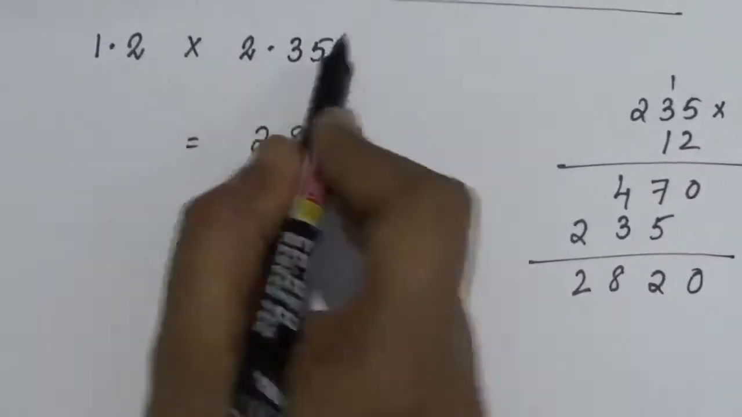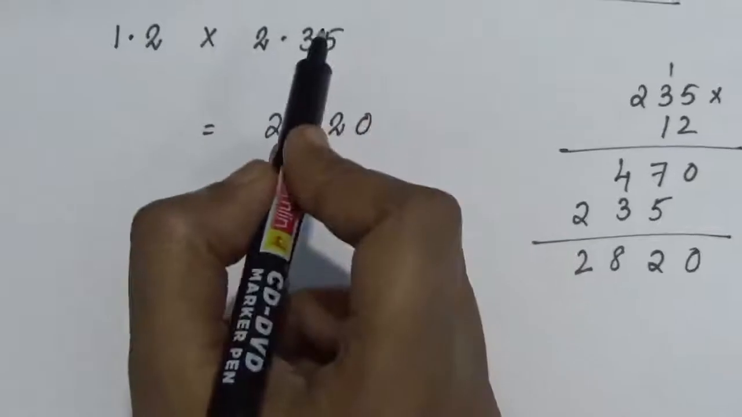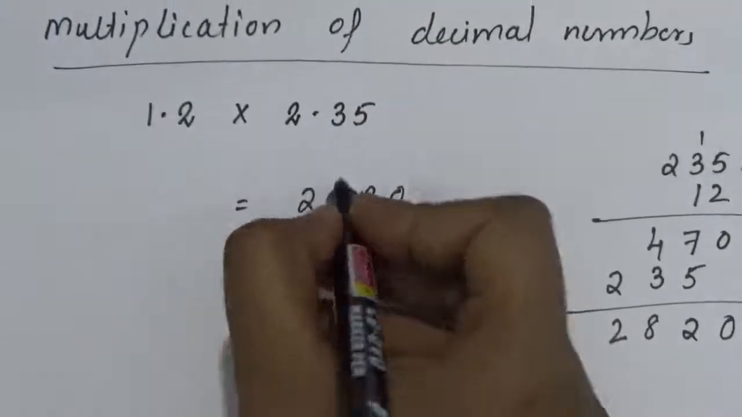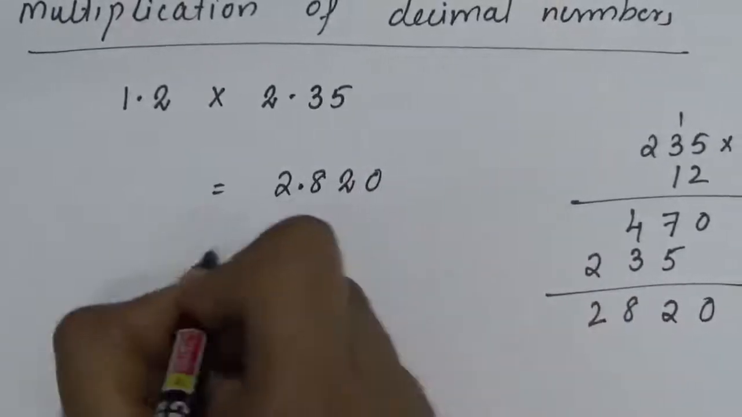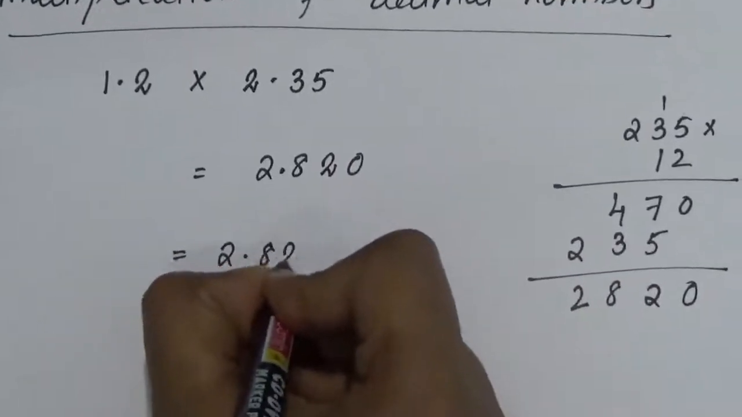So here we have 1 decimal place, here we have 2 decimal places, so together we have 3 decimal places. So you have to leave 3 decimal places. So we put the point here. So what is the answer? 2.820 or 2.82.